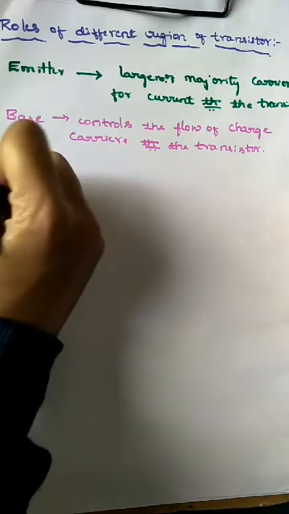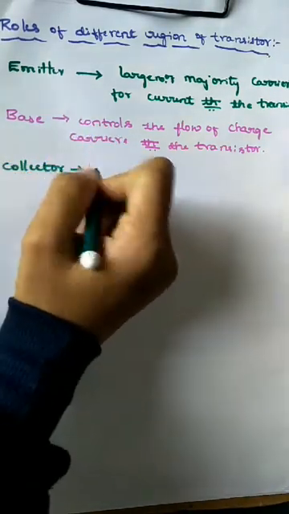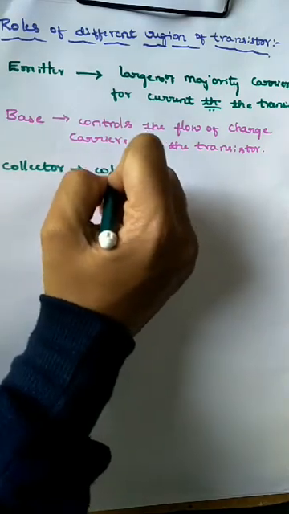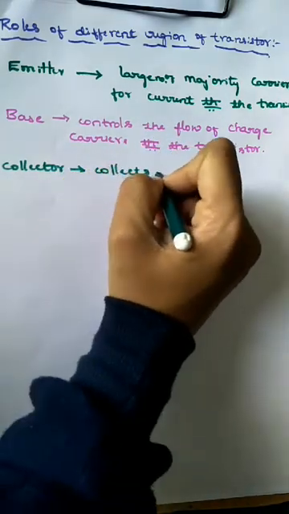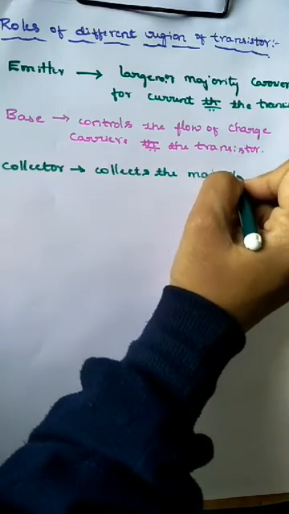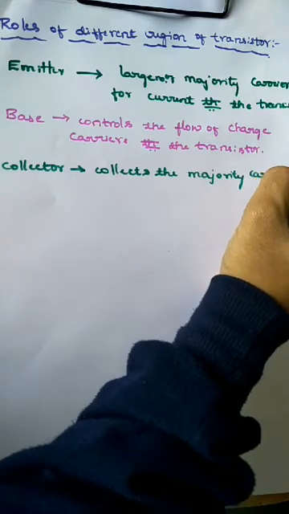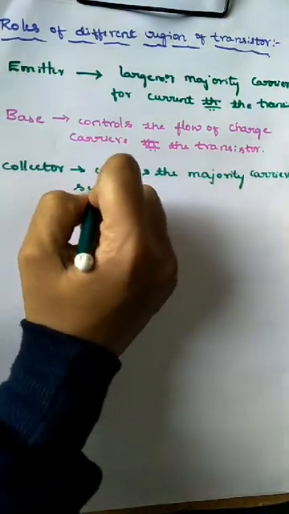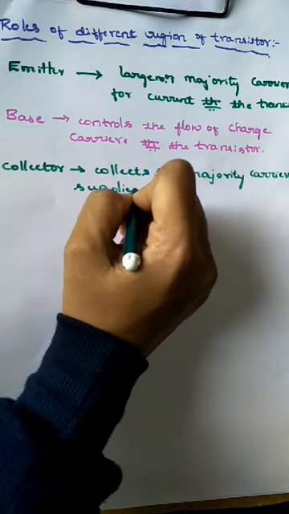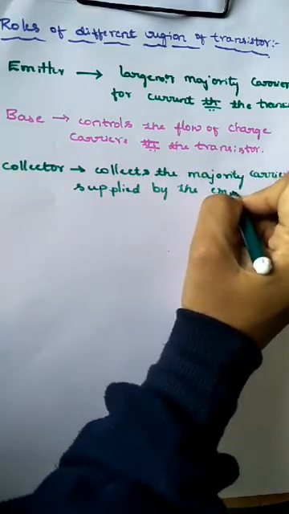The last one, collector. So collector collects the majority carriers supplied by the emitter.